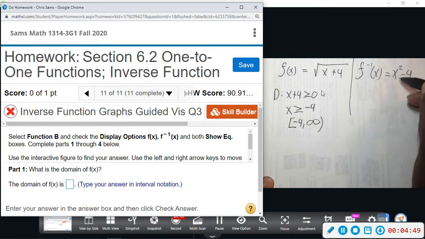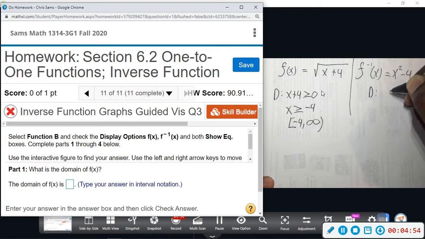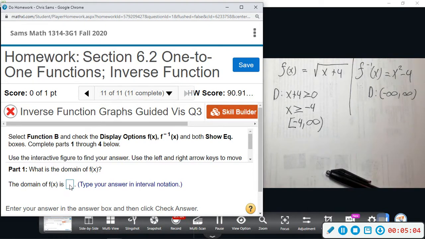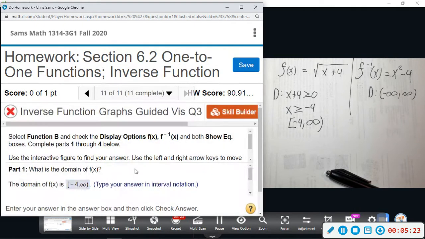And if I did the same thing here, there's no problems with the domain, because I'm pretty sure they're going to ask that domain is going to be all real numbers. So negative infinity to positive infinity. We don't have square root or fraction. Alright, so domain of f, bracket -4, comma, to infinity, close parentheses. Make sure you get those endpoints correct. That will cause you problems.